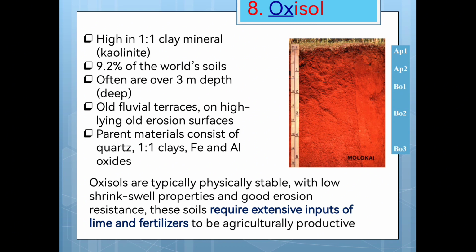You can find oxisols in the old fluvial terraces on high-lying old erosion surfaces. The parent materials mostly consist of quartz, 1:1 clays, iron, and aluminum oxides, and they are typically physically stable with low shrink-swell properties and good erosion resistance. And these soils require extensive inputs of lime and fertilizers to become agriculturally productive. Kasi nga, mababa na kanyang fertility. Because most of the cations are leached, leaving only the iron and aluminum oxides.